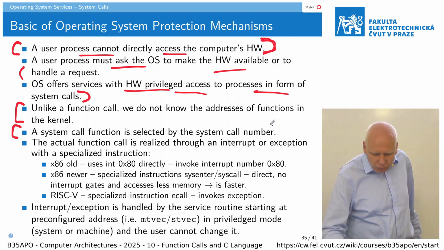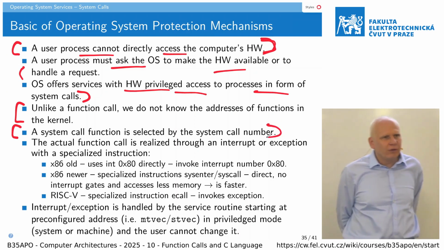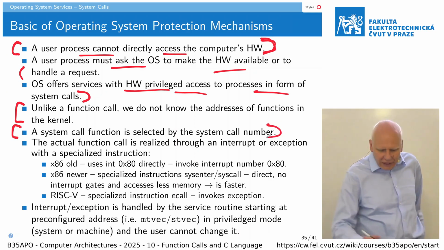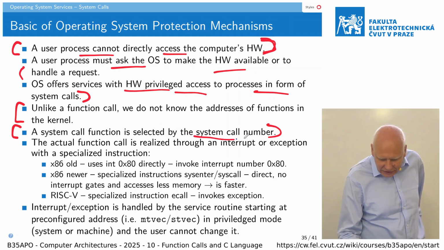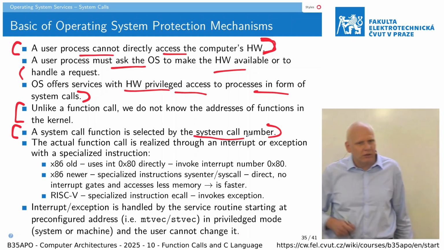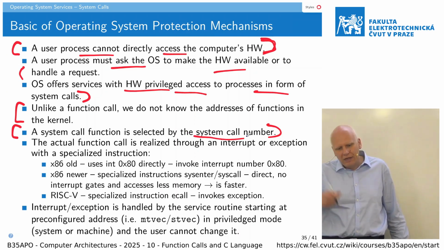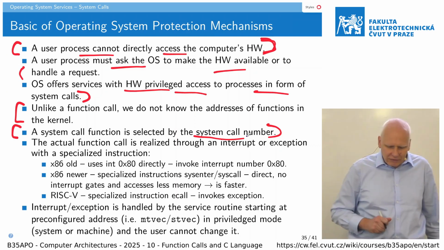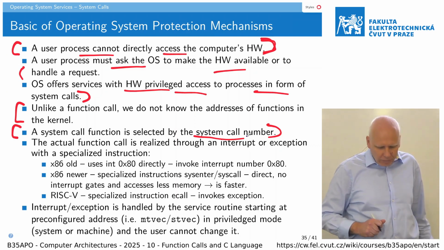Then we need to multiplex that single system call for multiple services. In this case, it is done by the system call number. So basically, we invoke the system call, and some number specifies which operation we want to process.